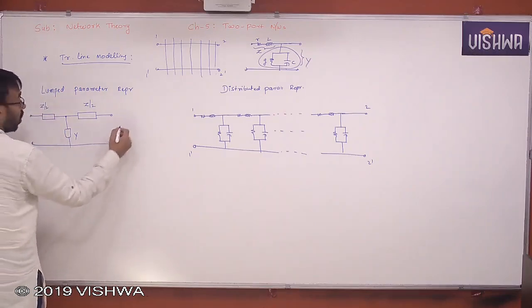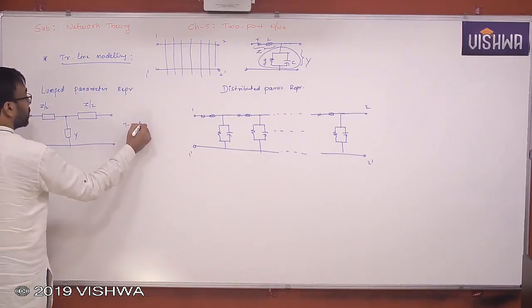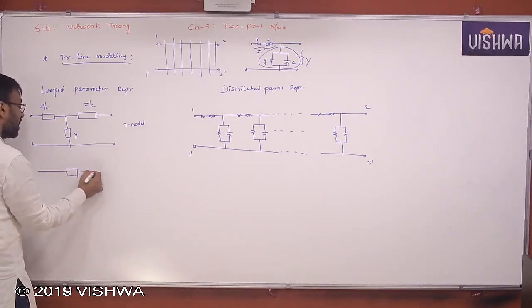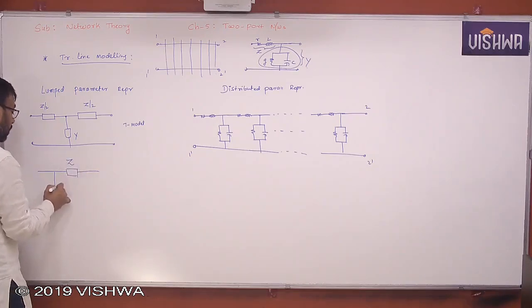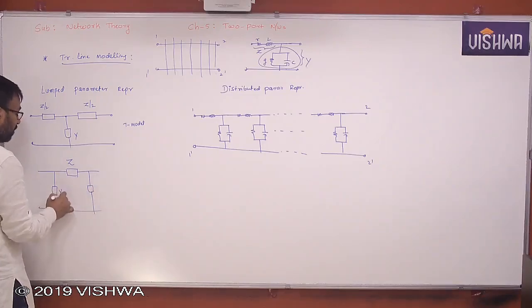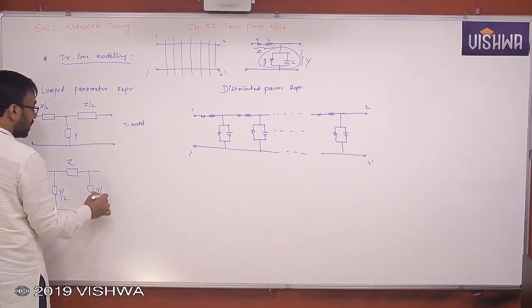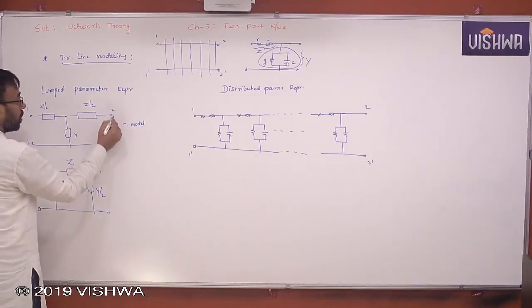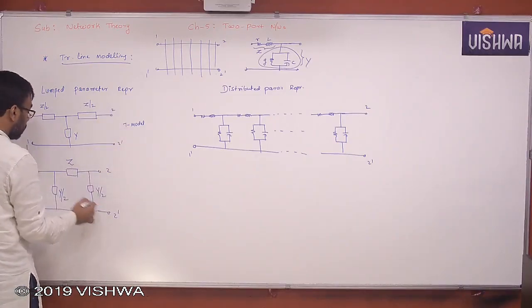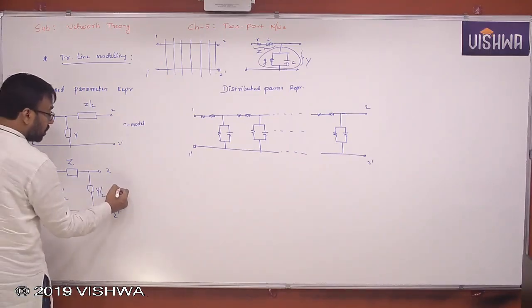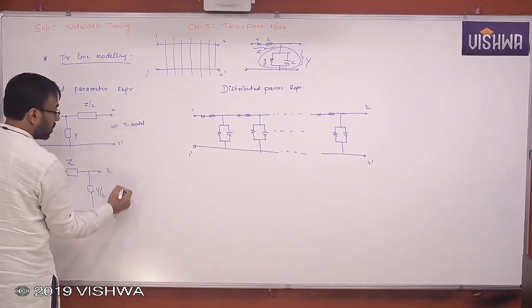So this is called the T model or T section. If you assume that the total impedance is in the middle of the transmission line, and half of the admittance is at the sending end side, and half of the admittance is at the receiving end side, then this is also called lumped parameter representation. So this is the T model, and this is the pi model.